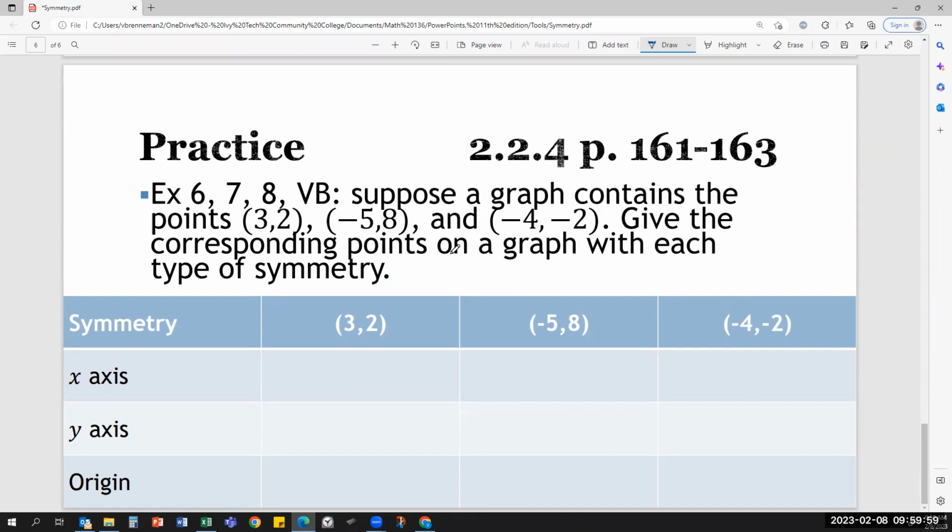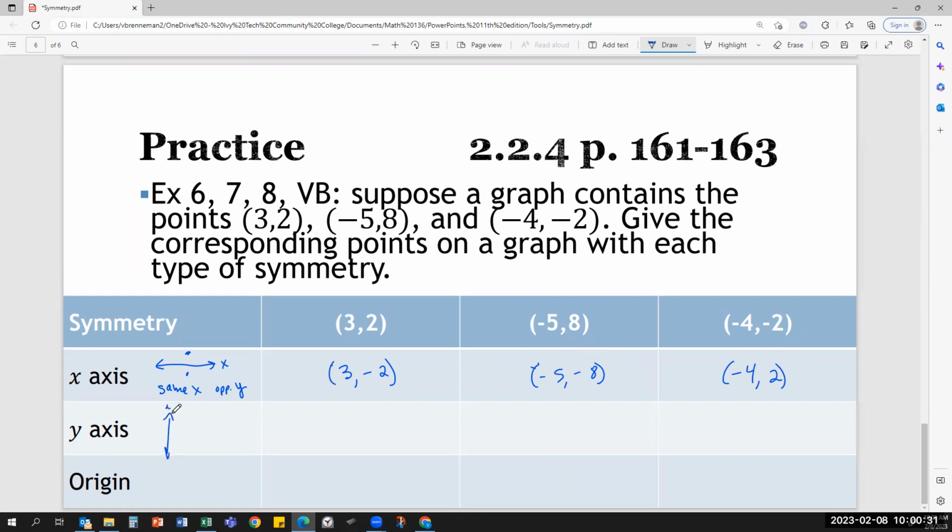So symmetry with respect to the x-axis, again, we have those matching points, same x, opposite y. So if there's a (3, 2), we got to have (3, -2). (-5, 8), then we got to have (-5, -8). (-4, -2), we got to have then also (-4, 2).